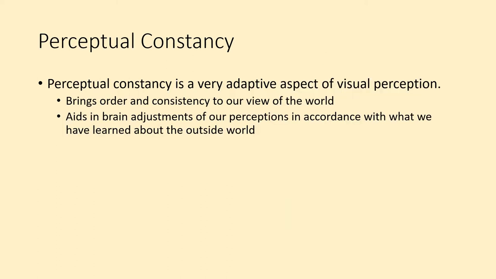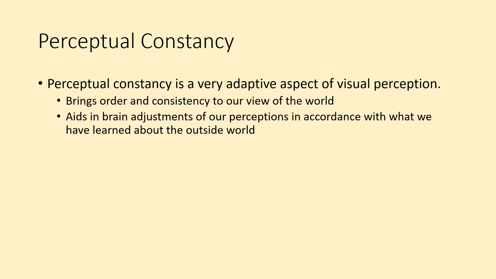Now, when a person approaches you from a distance, his or her image on your retinas gradually changes in size. Do you perceive that person as growing right before your eyes? Well, of course not. Your perceptual system constantly makes allowances for this variation in visual input. In doing so, it relies in part on perceptual constancies. Perceptual constancy is a very adaptive aspect of visual perception. It brings order and consistency to our view of the world. It aids in brain adjustments of our perceptions in accordance with what we have learned about the outside world.